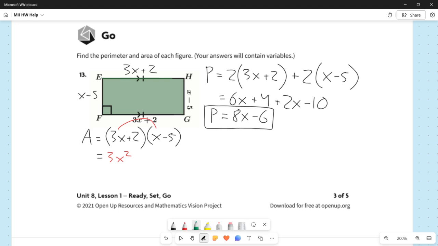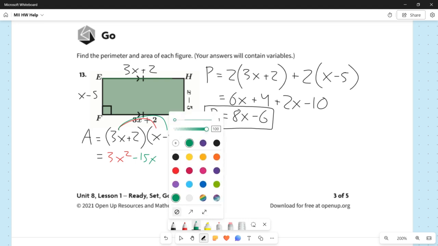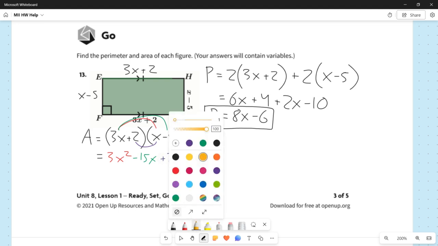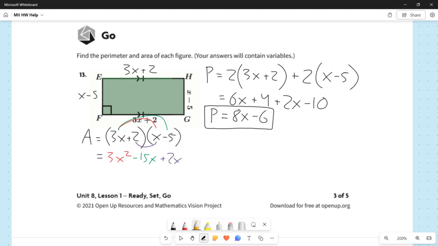Then O, remember FOIL, so in O, we'll do 3x times negative 5. So 3 times negative 5 is minus 15, then we have an x. Then I in FOIL is inner, and so inner is going to be 2 times x, so that's simply 2x. And finally, the L in FOIL is last, so it's going to be 2 times negative 5, and 2 times negative 5 is minus 10. So that is FOIL. And our last step here is to combine like terms.